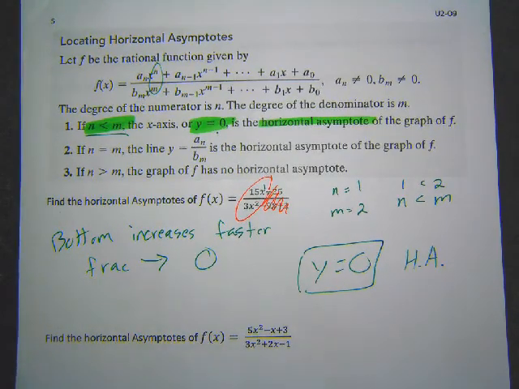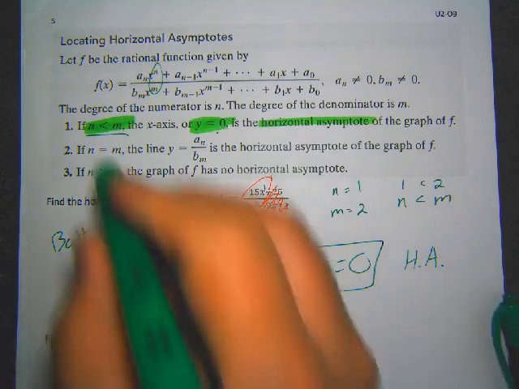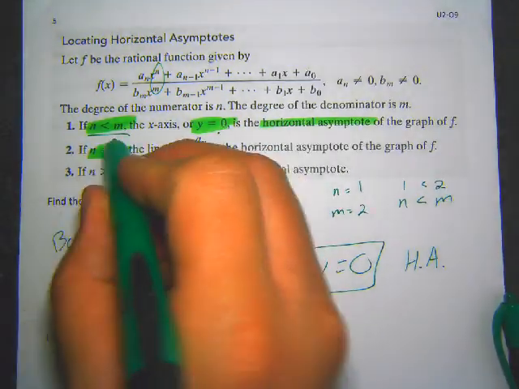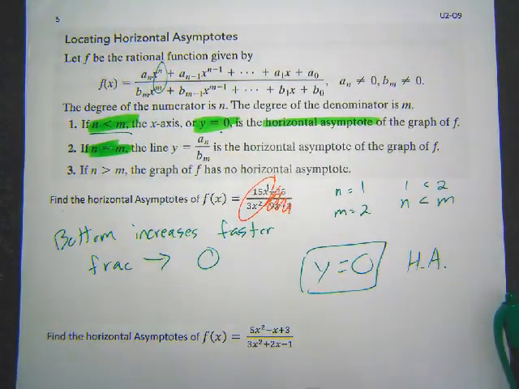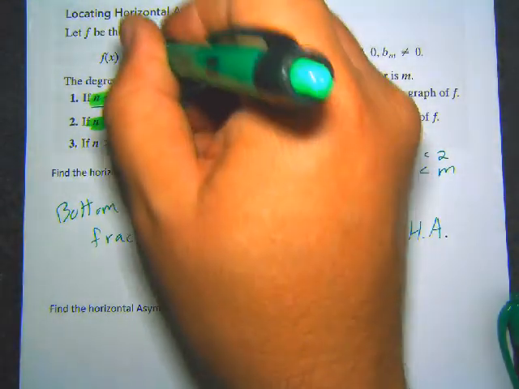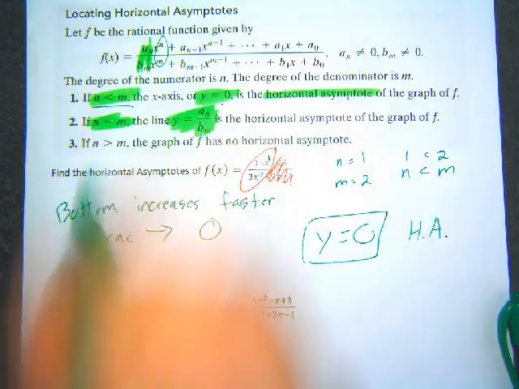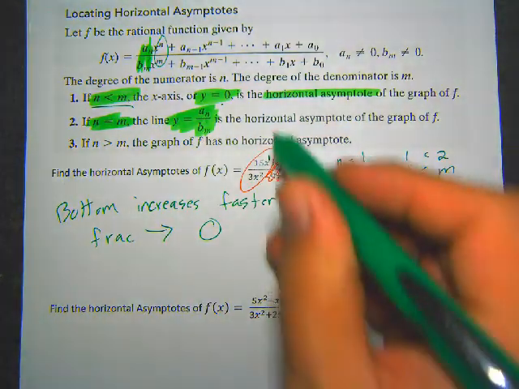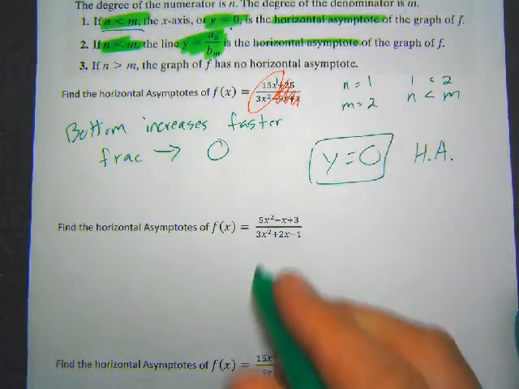And the next one's a little different. This one, the two are equal. So what if the bottom and the top are equal? They're the same size. Well, in this case, you actually get a fraction of the leading coefficients, the numbers in the front. Well, why does this happen? Why is that your horizontal asymptote? So think about this case.